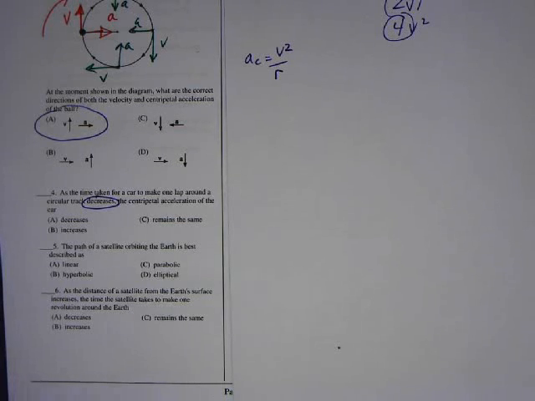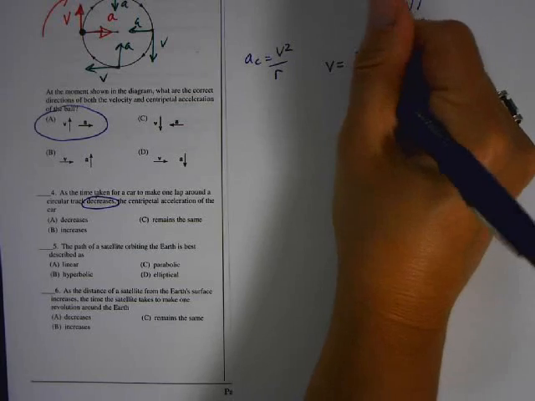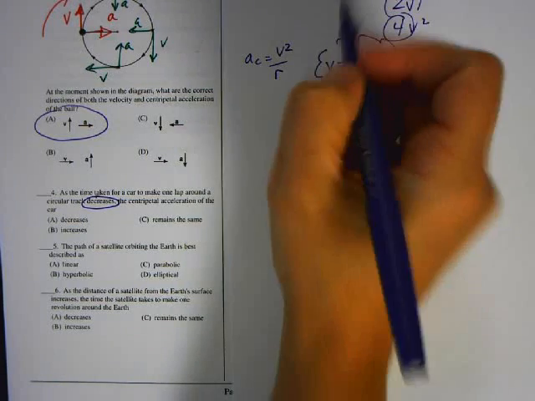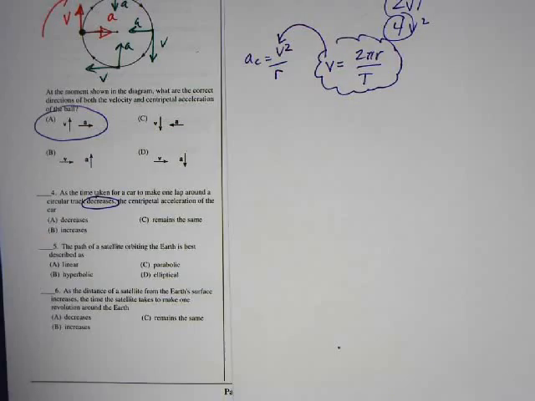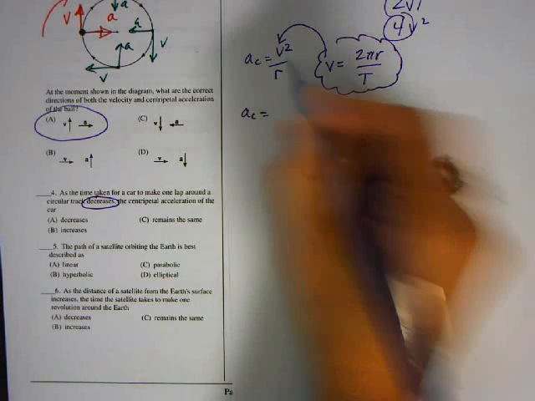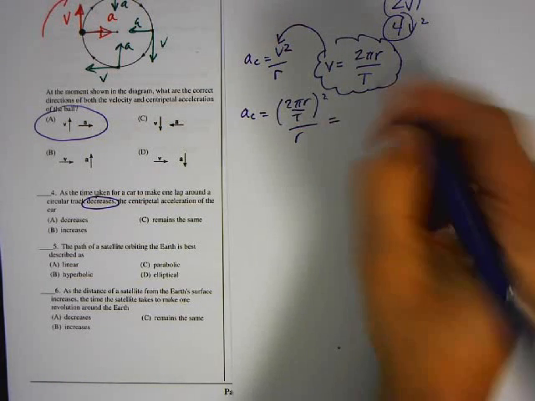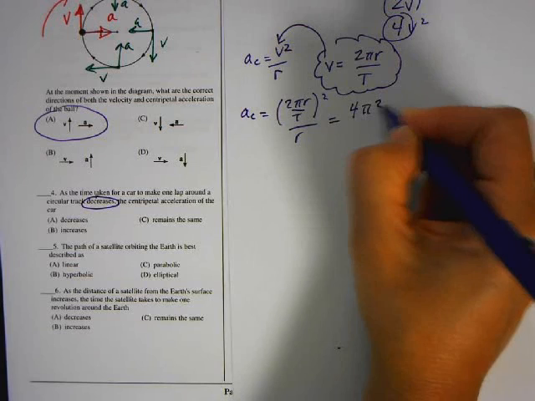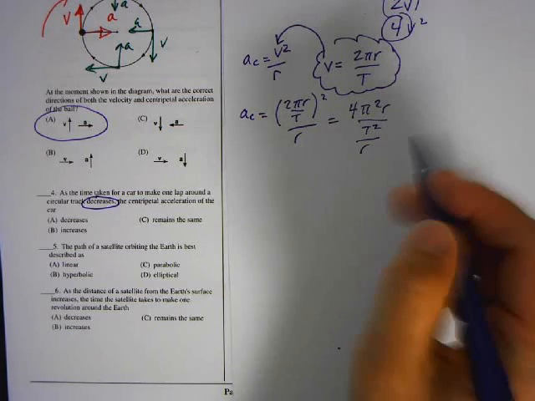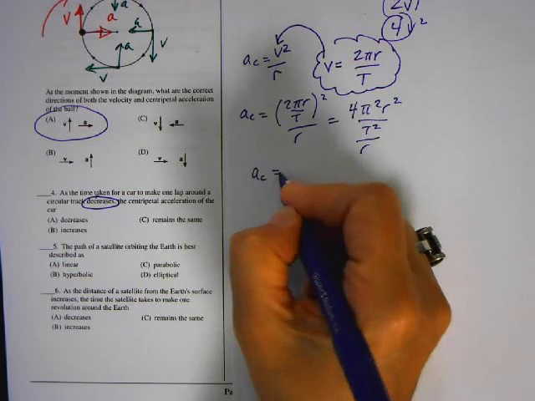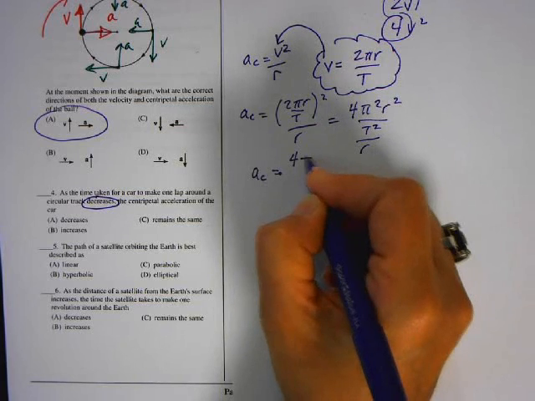Now another equation we learned is v is equal to 2 pi r over T. Earlier in class we took this equation and substituted it in here. I personally don't memorize that as another equation because I can substitute it in. I can say a_c is v squared, which is 2 pi r over T, squared, over r. So when I multiply it all out, I get 4 pi squared r squared over T squared over r. And then this r cancels with that. So centripetal acceleration is 4 pi squared r over T squared.